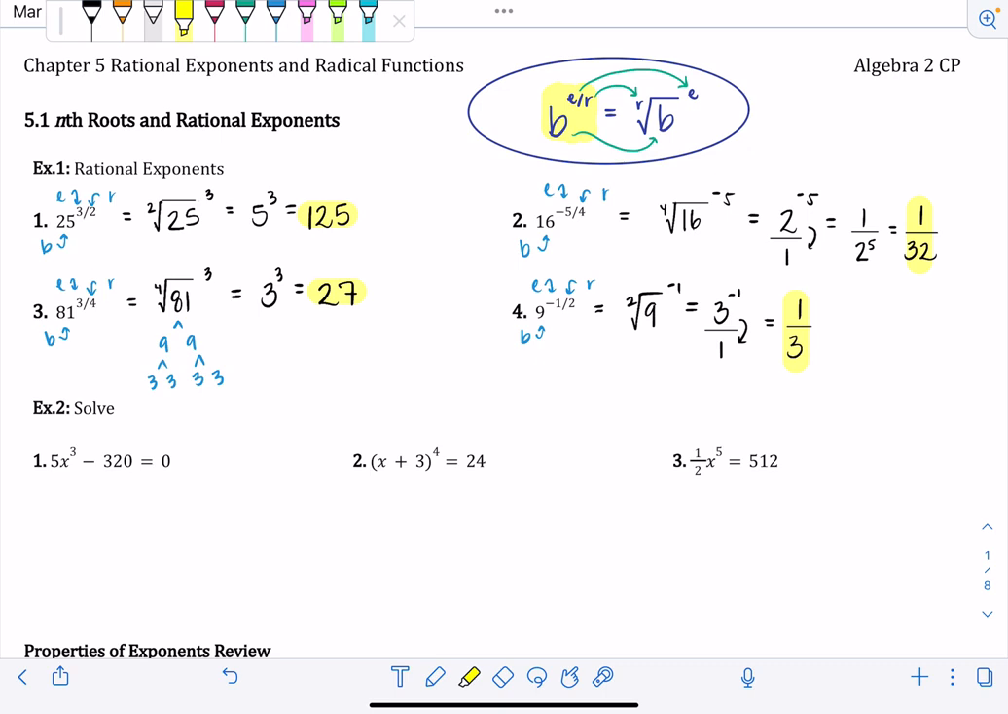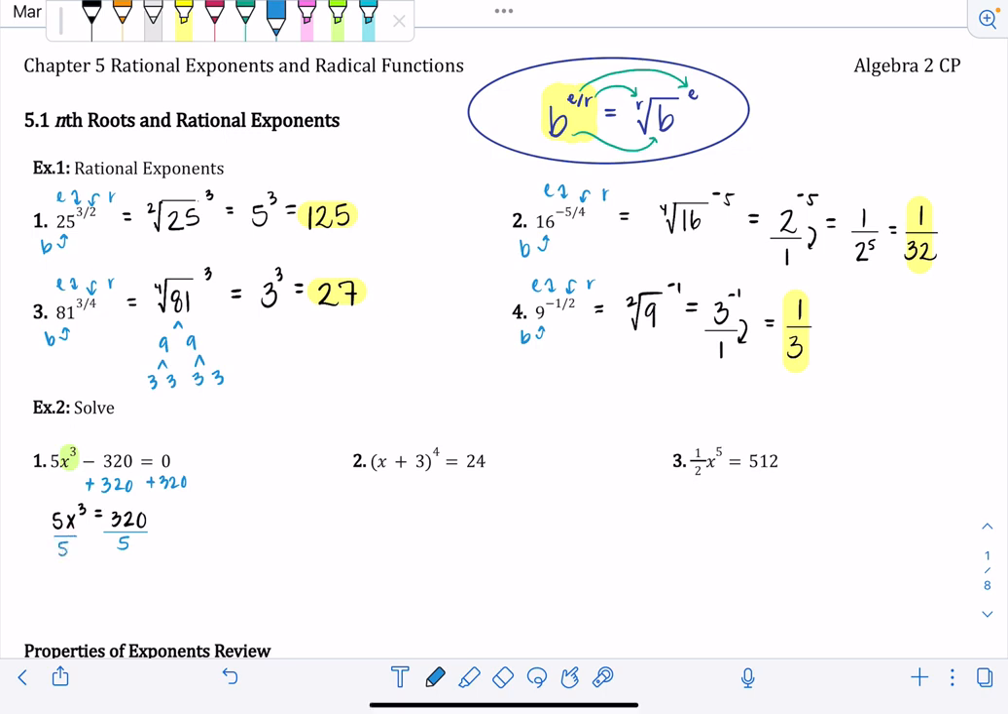So number 1, 5x cubed minus 320 equals 0. We still want to isolate the portion that's being raised to the power. So we want to try to get that x cubed by itself. So to do that, I'm going to add over the 320. And then I have 5x cubed equals 320. I have to divide both sides by 5 to get that x cubed by itself.